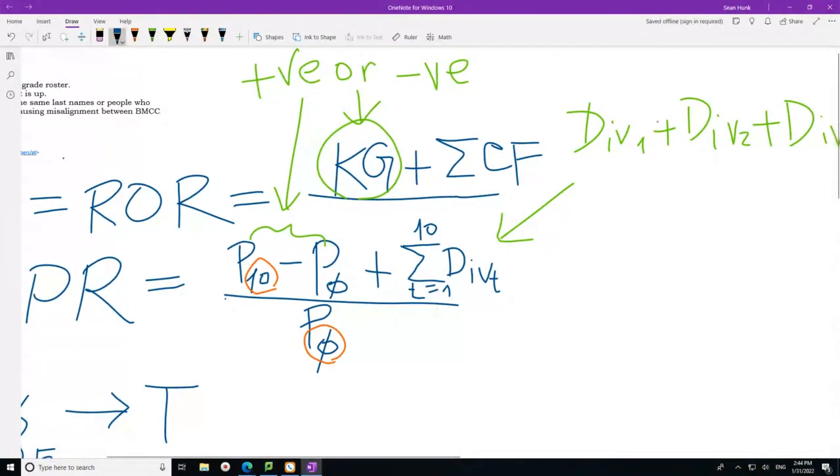If t is 1, it's going to be dividend 1. If t is 2, dividend 2. And t is 3, dividend 3. And you're summing up all of them. So it fits exactly the earlier model that I used. I erased the denominator part because I need that space.